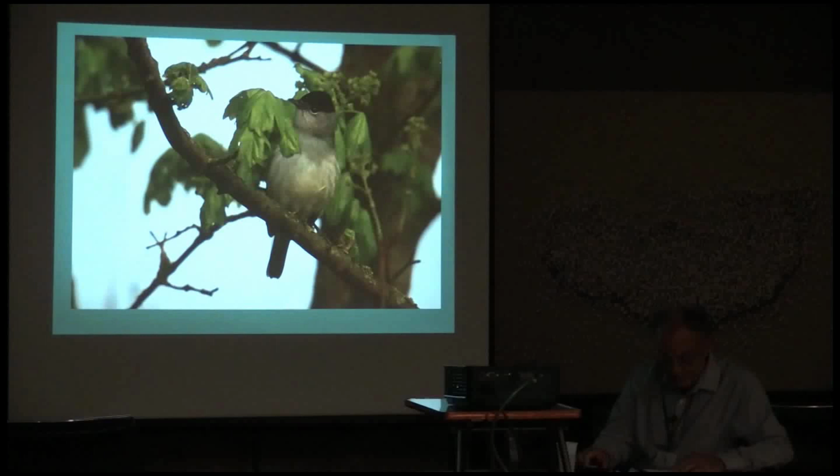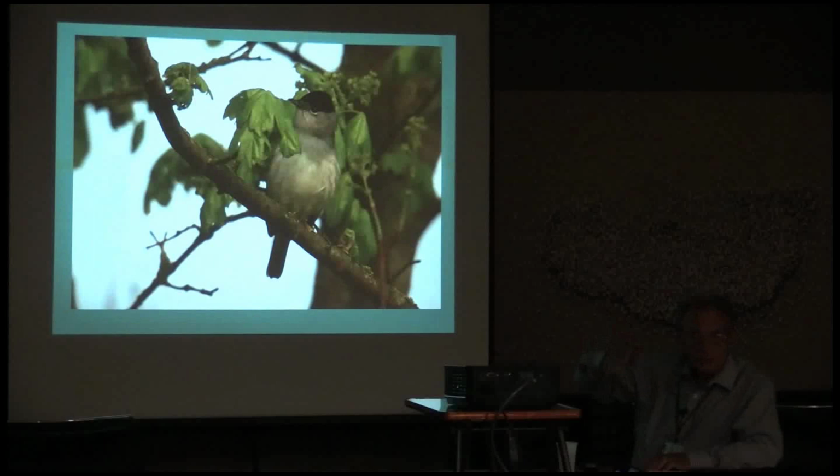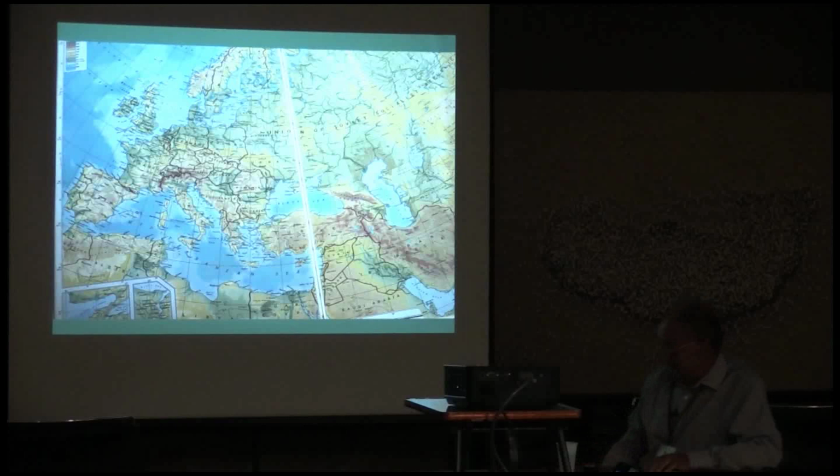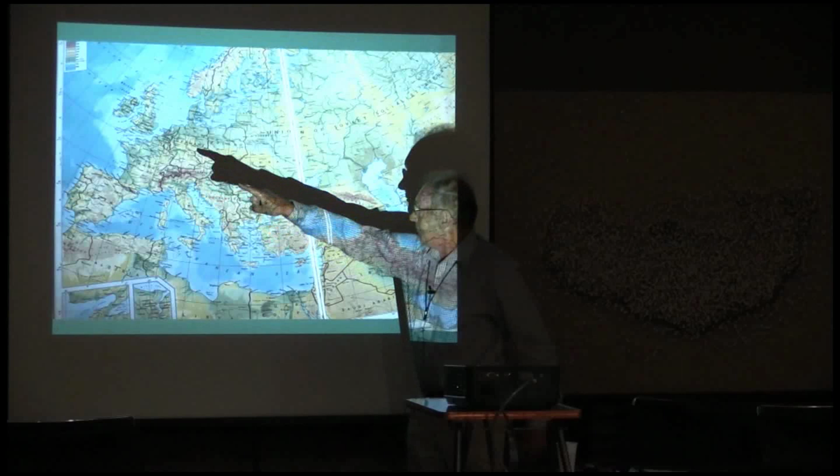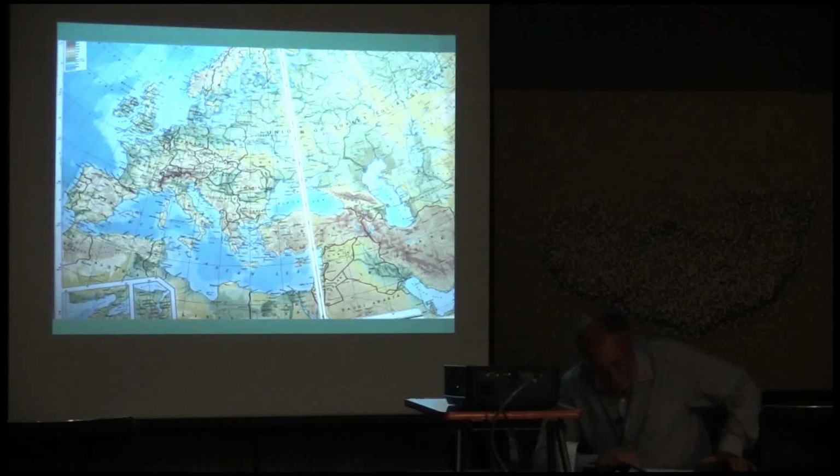Now, another aspect of migration studied in the same species is migration directions. In the western half of Europe, all individuals of that species migrate towards the southwest, towards Gibraltar, and they pass into Africa at the Straits of Gibraltar. But the birds that live in the eastern half of Europe migrate instead southeast into Africa, crossing at Suez. So there are differences in directions in different parts of Europe.